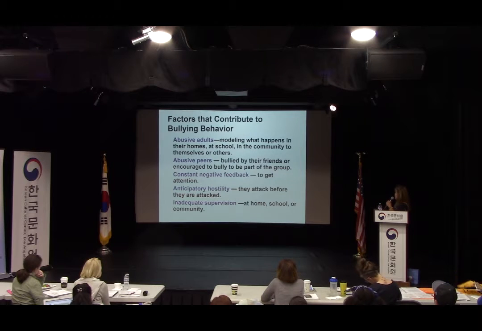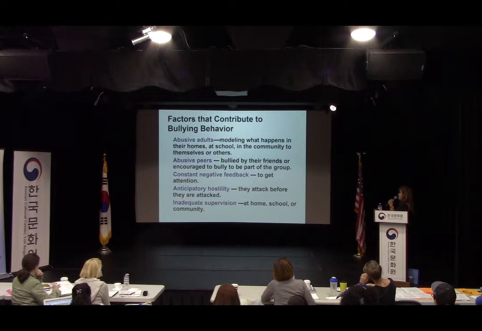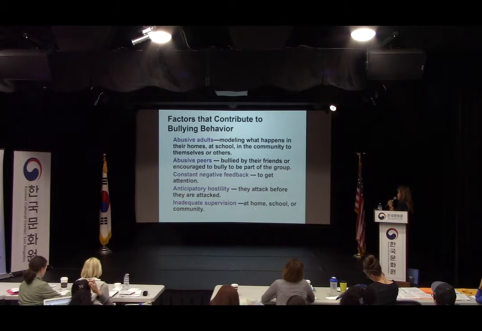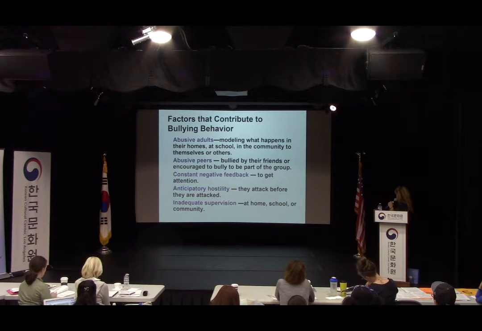So what are the factors? Sometimes maybe they see abuse of adults in the house, or among peers. They're bullied by their friends, or encouraged to bully to be part of the group, to fit in, so they think it's okay. There's also constant negative feedback, so they act out to get attention, and anticipatory hostility, so they want to attack before they're attacked. And inadequate supervision at home, school, or in the community.